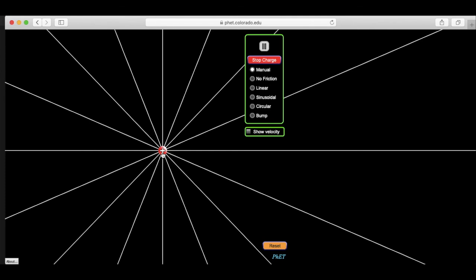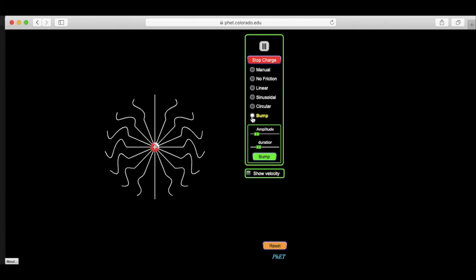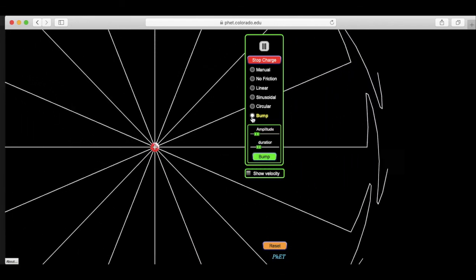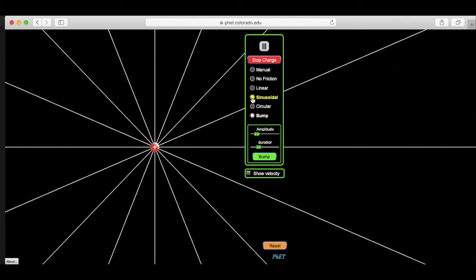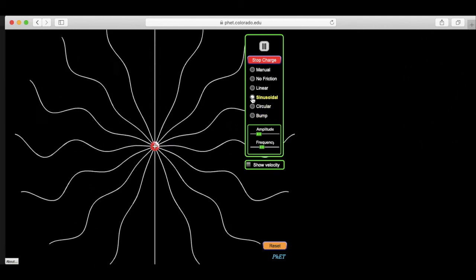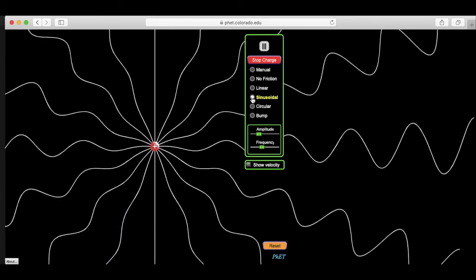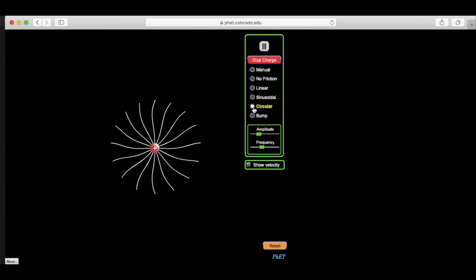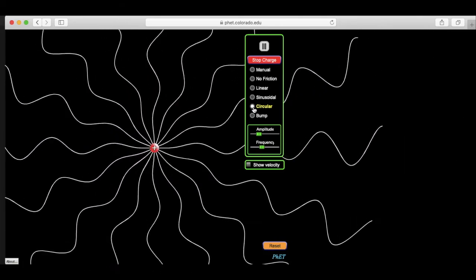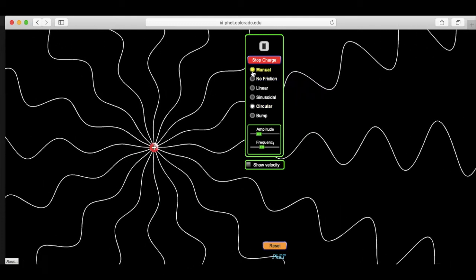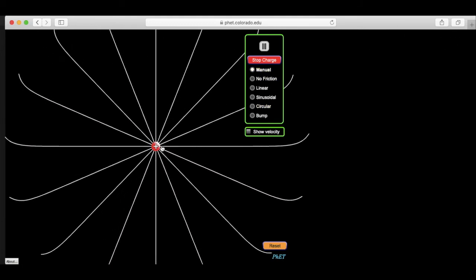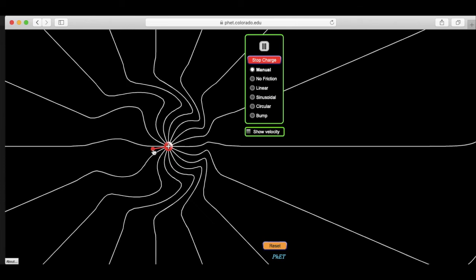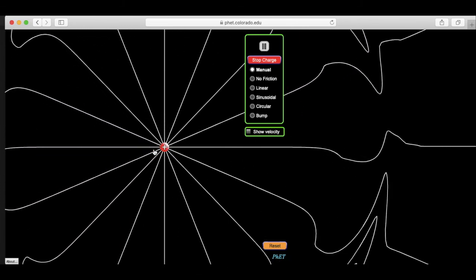Now, this simulation is not showing the magnetic field component. You'll have to imagine that. If we just bump our charge, we get that field. If we get it vibrating in a sinusoidal function, we get a regular wave that travels out. If we move it circularly, again, we get a wave that travels out. I just prefer the manual bumping of the charge.